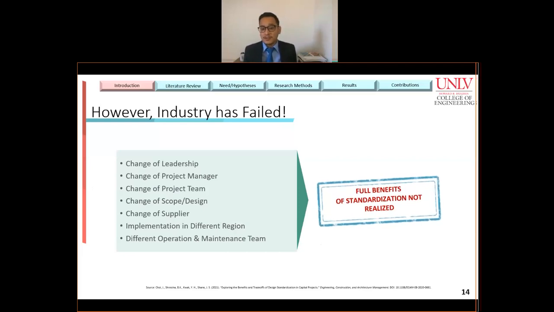These are some of the factors that Choi et al. has identified as a problem on why the industry has failed. Change of leadership, change of project manager, change of project team, scope and design. Different operation and maintenance team are a few examples. Change is the operative word here. Consistency, alignment, and commitment, they're important for successful standardization in projects.